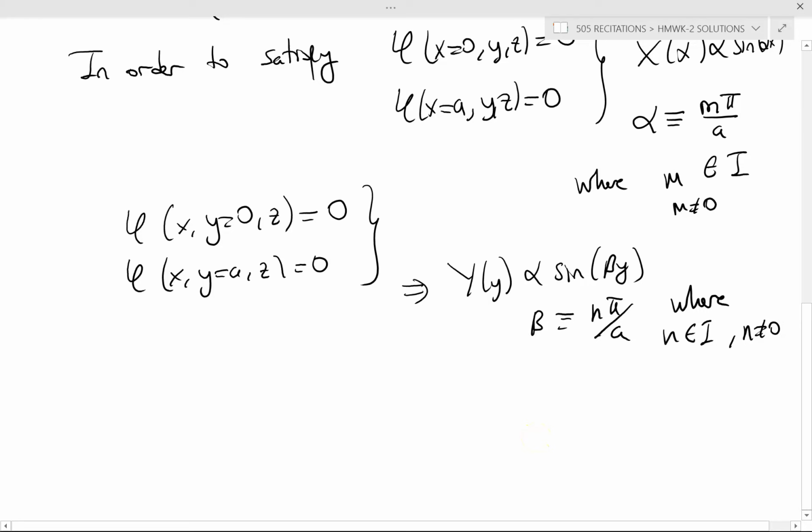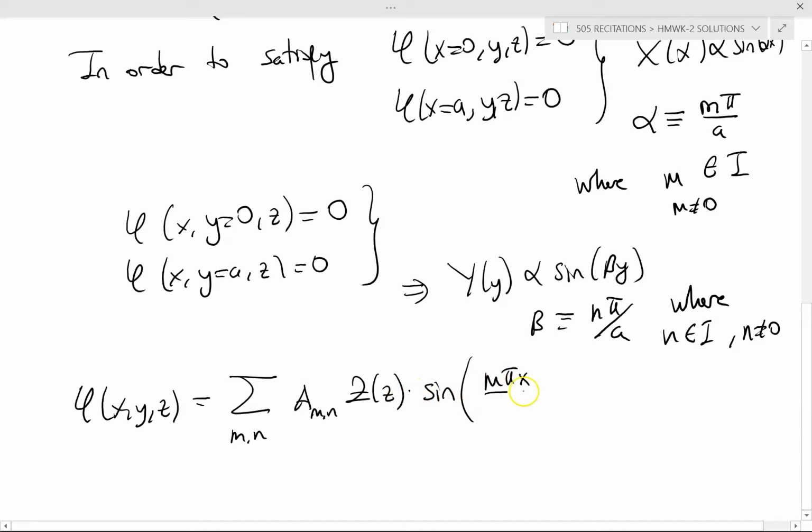Hence, whatever the form of the Z function, all of the orders of m and n except 0 are valid for this sort of boundary condition to be satisfied. So I am just taking the summation of this, A_mn, whatever Z is, but the rest goes as follows for the moment: sine of m pi x divided by a, sine of n pi y divided by a. Okay.